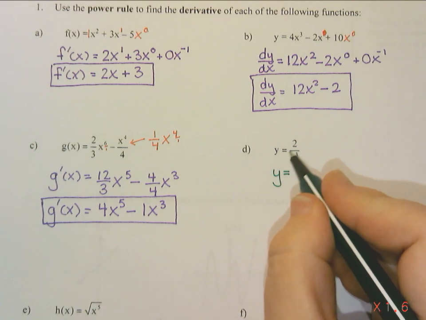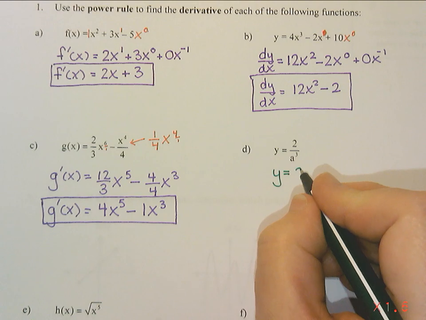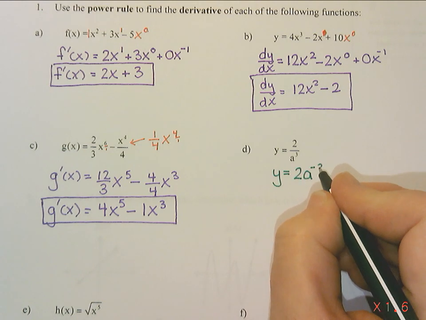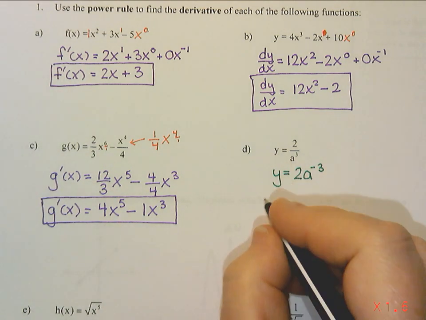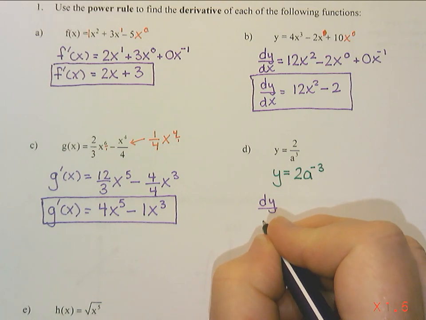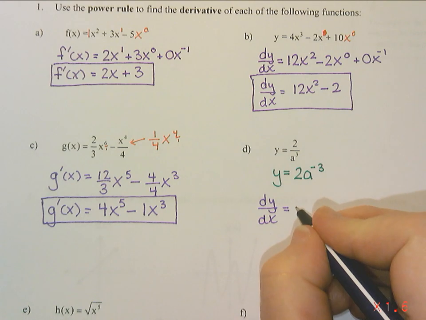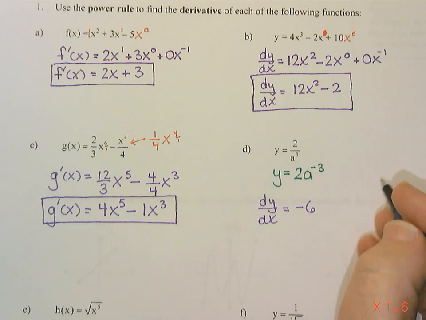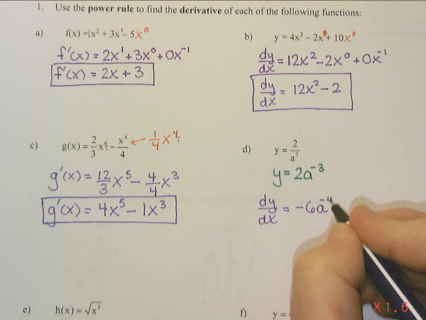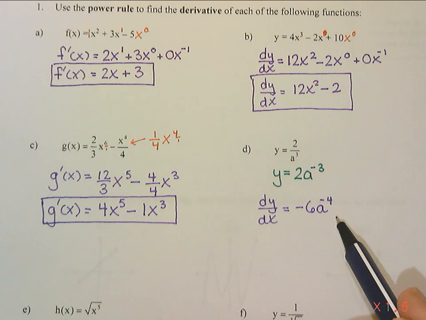So a negative exponent makes a fraction, right? So 2 over a to the power of 3 would be the same as 2a to the power of negative 3. And then from here, I can take the derivative using my power rule. So dy by dx, since it's written as a y, is going to be negative 3 times 2, that's negative 6. And then a to the power of, I'm going to take 1 away from negative 3, which is negative 4.